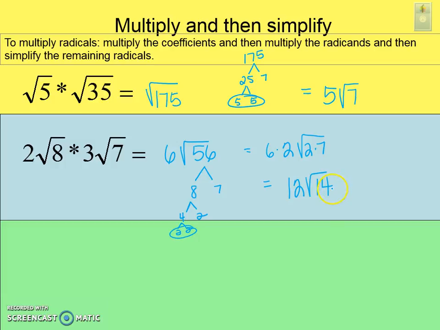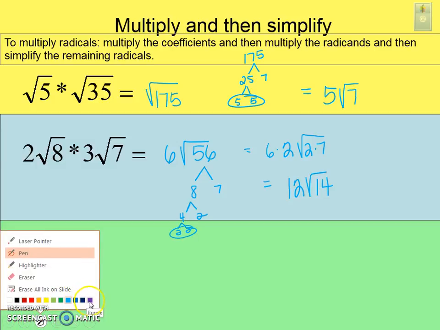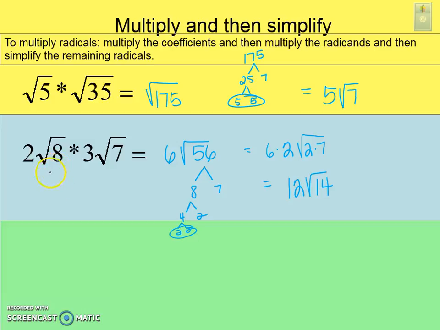You can actually work backwards with this as well, and we could have broken up this 8 to begin with. So let's look at that here. If you break up your 8, we know it breaks down into 4 and 2, and we have 2 and 2, so that 2 is going to come to the outside first. We get 4 times the square root of 2, and then we have 3. 4 times 3 gives me this 12 that I got over here, and radical 2 times radical 7 gives me that radical 14. So either way works.